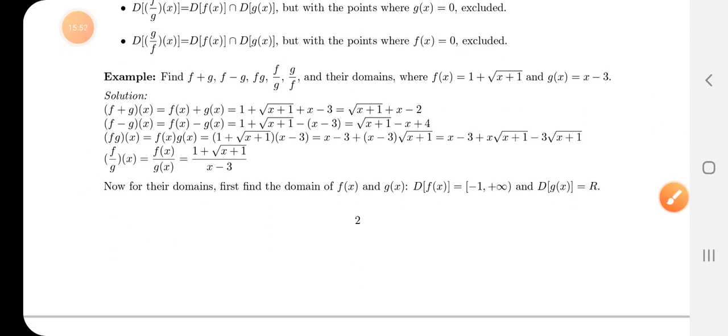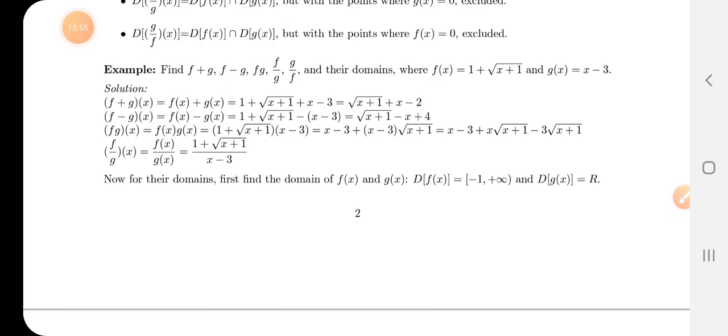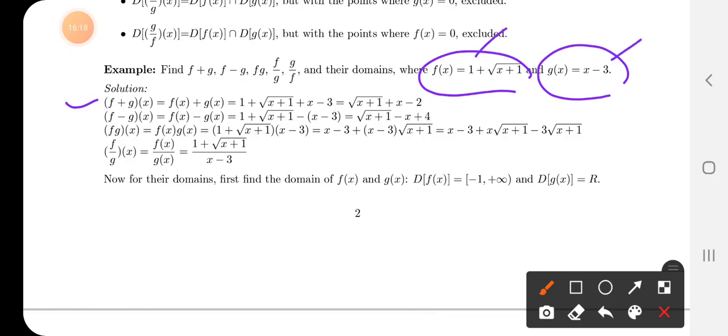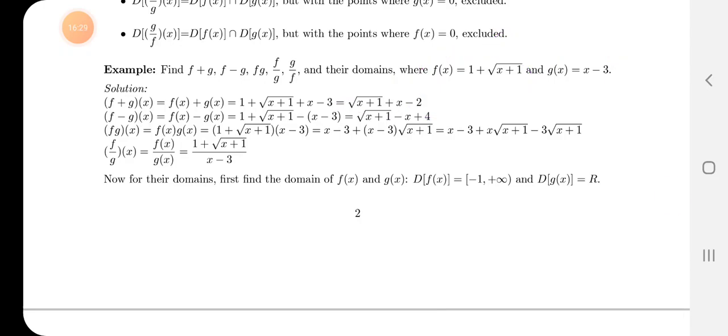Let's do this example. Here you have to find addition of two functions, subtraction, multiplication, division, and then find their domains, and these two functions are given. Addition is simple. You just have to add these two functions, and you know how to add algebraic expressions. You will add the like terms: constant with constant, x with x, x square with x square, square root with square root. Here you have this 3 constant and this minus 3 and this 1. They will add, and you will get minus 2, and this x as it is, and this square root of x plus 1 as it is. You cannot simplify it further, because there is no like term in it.